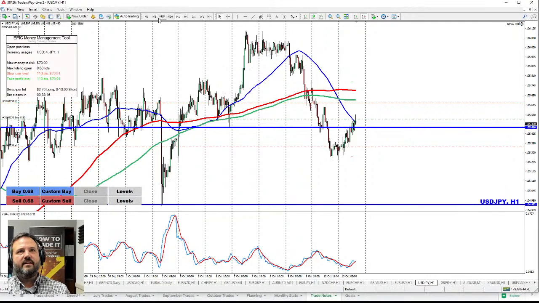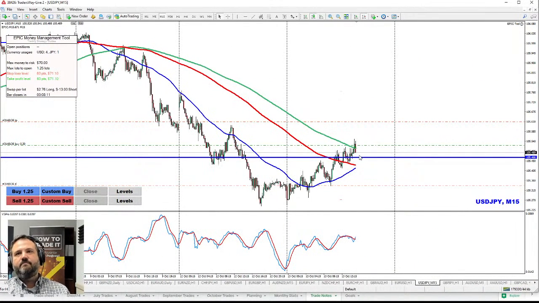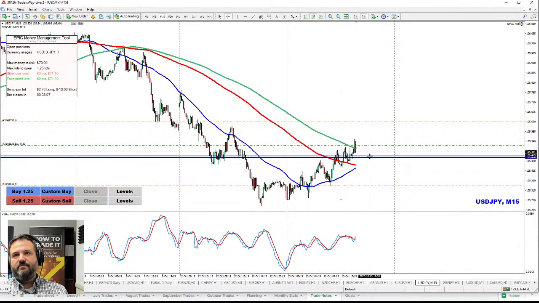Okay, well, the pullback that I tried to get just kept on going. This point might be a good place too. We'll see.